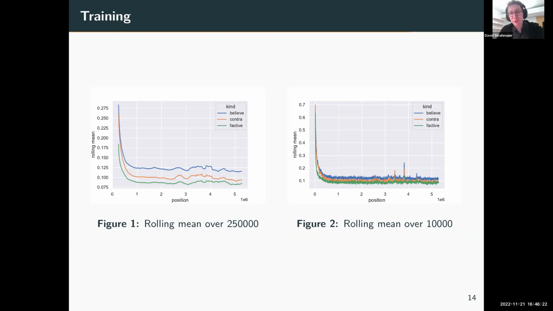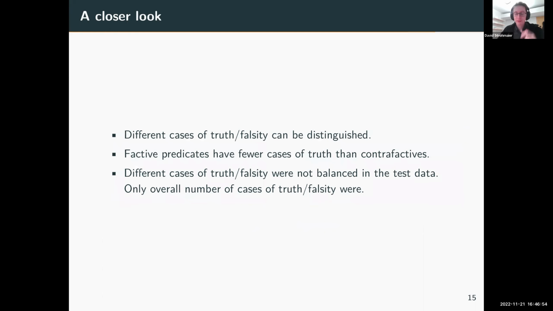I should say these are very, very highly smoothed losses. The losses are all very janky. You can see that I smoothed over 250,000 training samples, which is quite high. But it is there. Also, if you take a smaller number, it just becomes much harder to see. So there is also evidence from here, again, in the right direction. The learnability is higher for factives and lower for contrafactives. Just a few more things on the next slide about the setup.